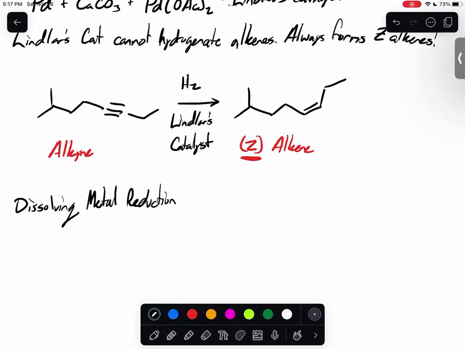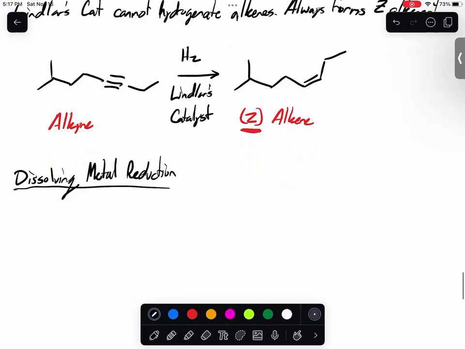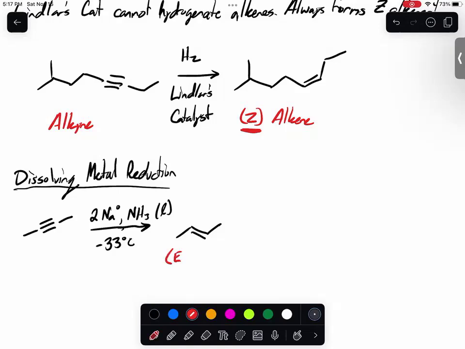So the way the dissolving metal reduction works is it takes an alkyne and you add it into two equivalents of sodium metal and ammonia as a liquid at negative 33 degrees Celsius. And you end up generating from this the E alkene. So this one's a little bit fancier, right? And it is going to be important to understand the mechanism of this reaction.